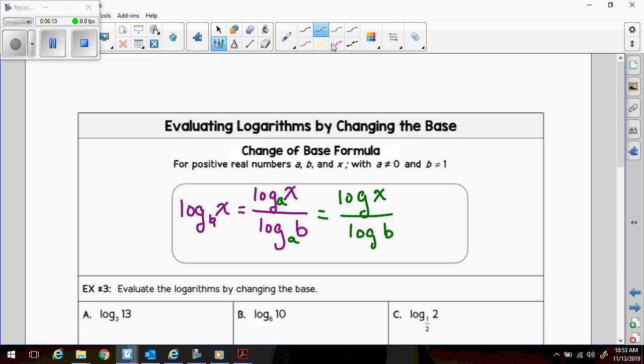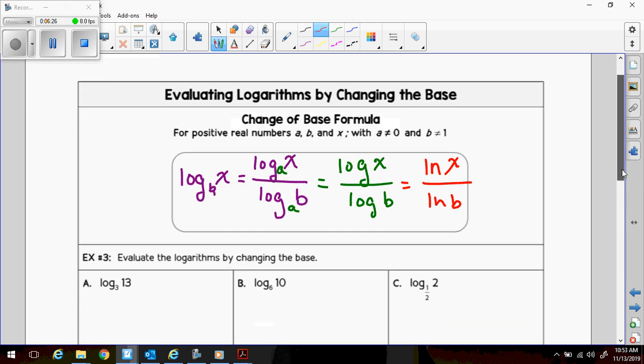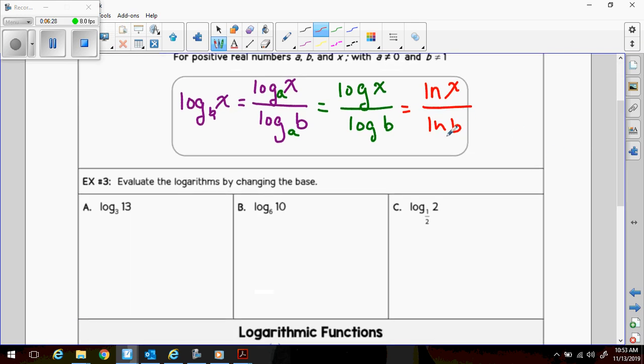It could be even natural log. If we want everything to be natural log, everything else in the equation is natural log, we're going to make it natural log. Natural log of x over natural log of b. So the log has to have the same base, so you can make it any base you want.